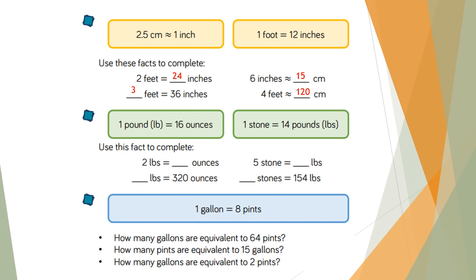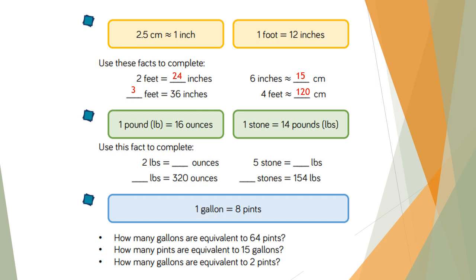Then we take that 30 centimetres and we multiply it by 4 because we want to know how many centimetres there are in 4 feet. 30 centimetres is how many there are in 1 foot. We want to know 4 feet. So we do 30 times 4 and we get 120 centimetres. Let's go on to the next section.